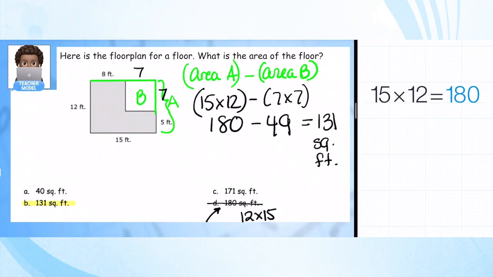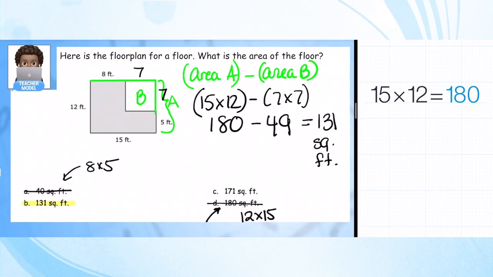Where could they have gotten 40 from? Well, 40 could be by multiplying 8 times 5. So they just used those two dimensions. And sometimes that happens. Sometimes when we don't know what to do, we just start reaching for anything and doing anything with the numbers. And they knew it was area, so they just took two numbers and multiplied them.